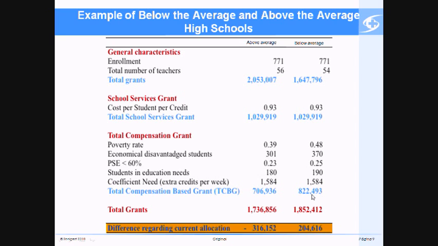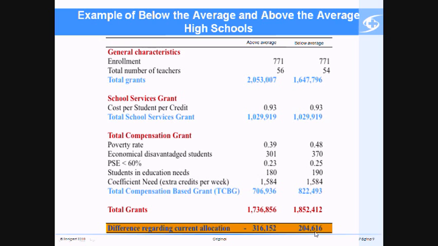In the second case we get 822,493. When we add then the school services grant and the total compensation based grant for the above average school, we see that they should be getting a grant of just over $1.7 million, and the below average school should be getting a grant of just over $1.8 million. You will note that this represents a difference from the funding that they are currently getting. In the above average school, it represents $300,000 less than they are currently getting. In the below average school, it would represent just over $200,000 more than they're currently getting.